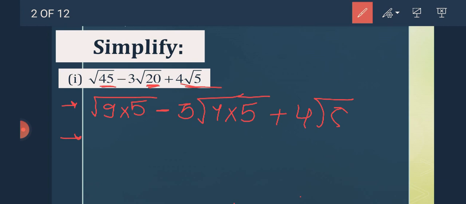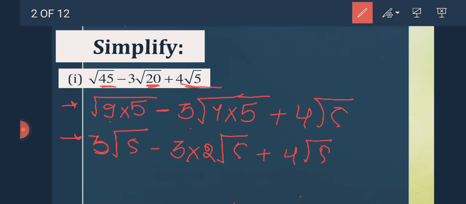In the next step, if we simplify it, we get 3, and then root 5. We will not put the multiplication sign, we will write it as root 5 as it is. Then minus, and then 3 and 4. We will also simplify it: 3 into 2 and root 5, then plus 4 root 5 as it is.